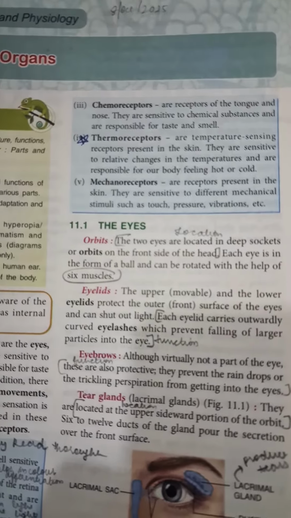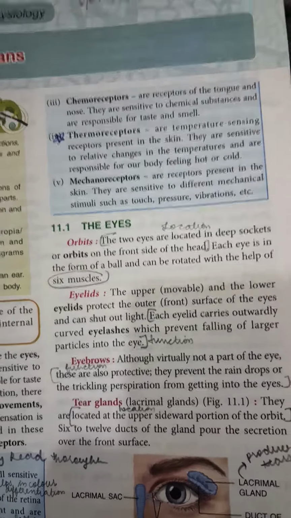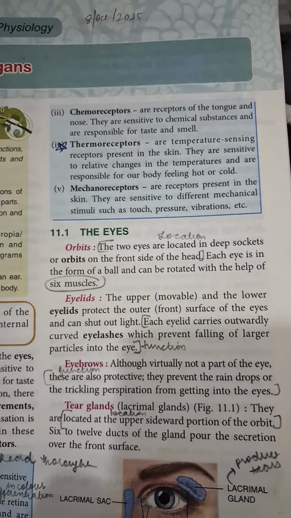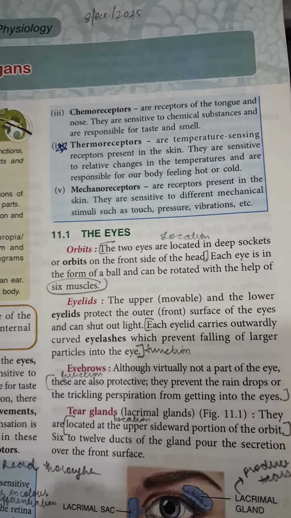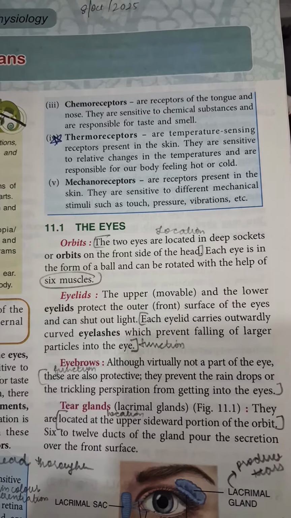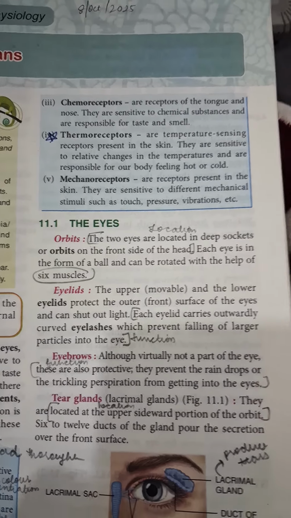Then chemoreceptors are receptors of the tongue and the nose. So yes, even the nose has chemoreceptors. They are sensitive to chemical substances and responsible for taste and smell. So thermoreceptors are temperature sensing receptors present in the skin. They are sensitive to relative change in the temperature and responsible for the body feeling hot and cold.